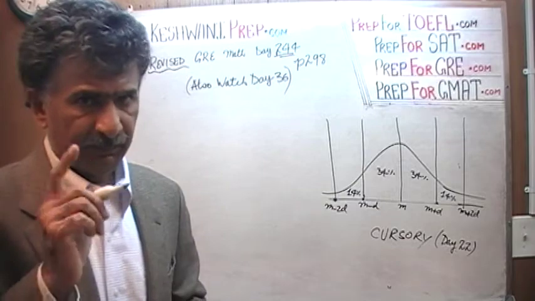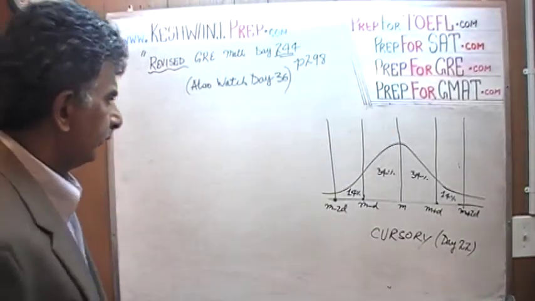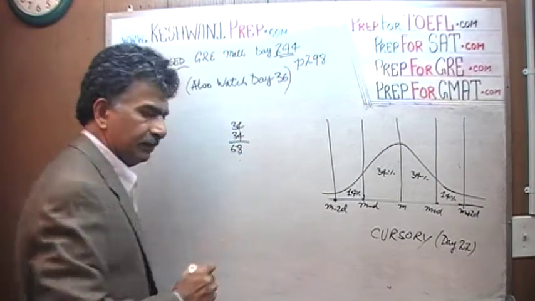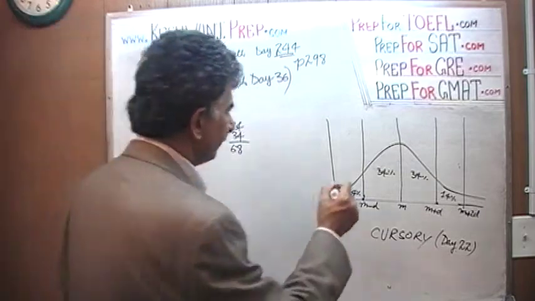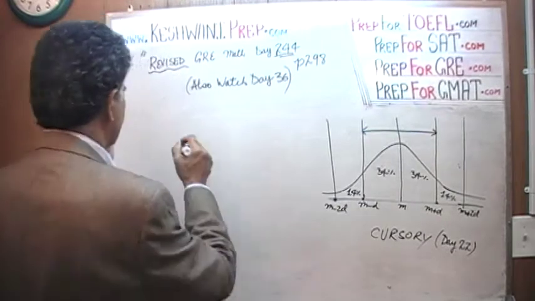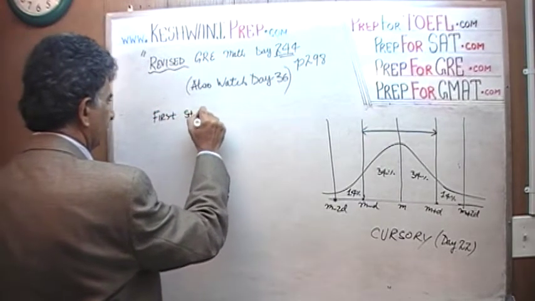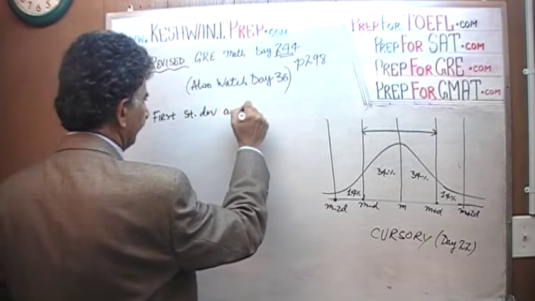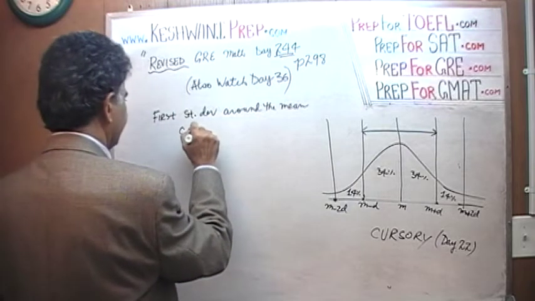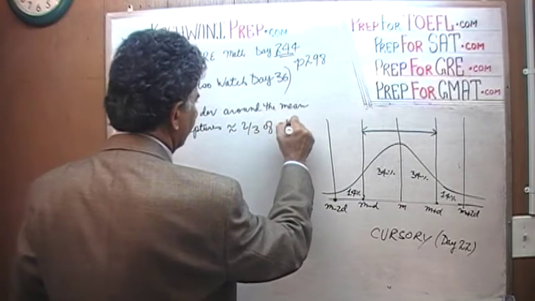In other words, let's keep it very simple. I'm gonna make it very simple for you here. Listen, 34 plus 34 is 68. The way I remember is that the first standard deviation around the mean captures approximately 2/3 of all the observations.